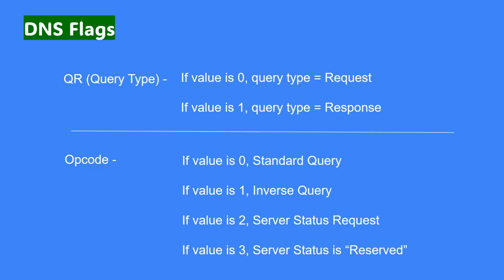Then we have a value of 2, which is a server status request. So whatever the DNS server is going to respond, it tells us the status of that server, whether it's available or reserved. If the value is set to 3, the server status is reserved. So these are the flags used mutually by the request side as well as by the server side. These fields represent the client as well as the server at different stages.